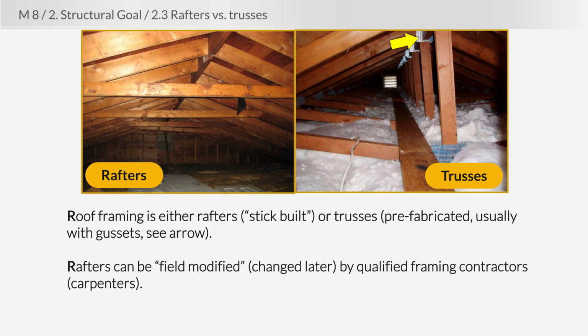Rafters can be field modified, that means changed later on by qualified framing contractors, which is just a fancy way of saying carpenters. Trusses can never be field modified, so after the truss is put into position, that's it. A carpenter is not allowed to decide to start removing parts of the truss.